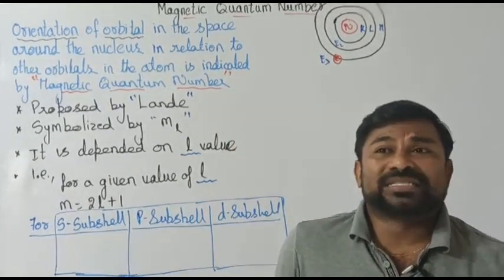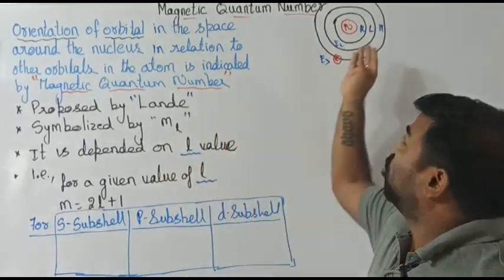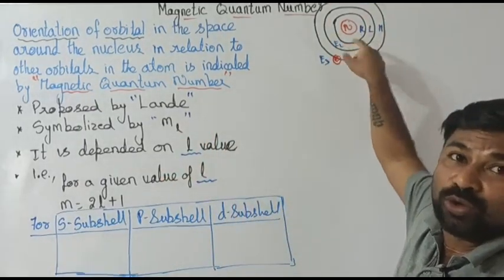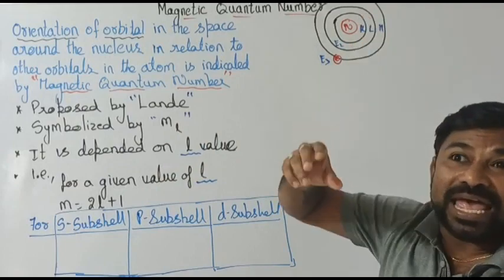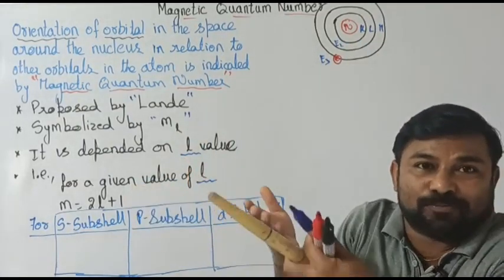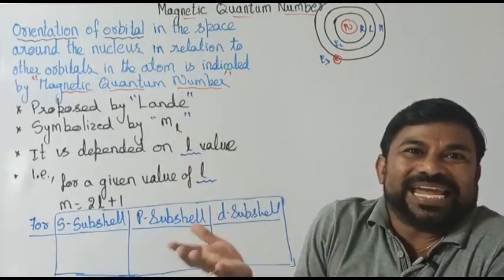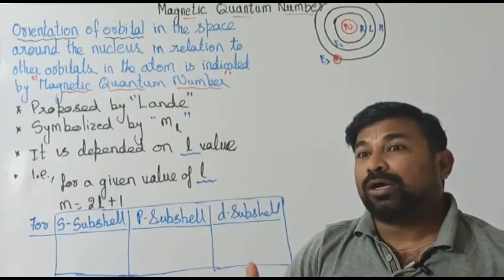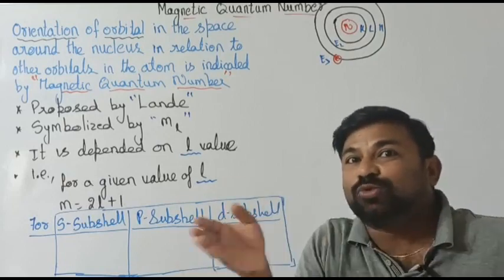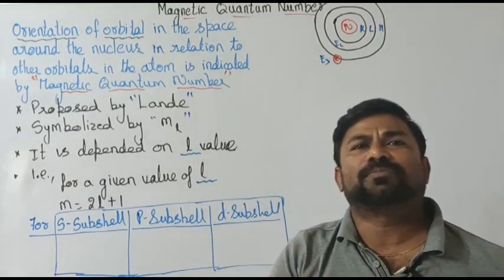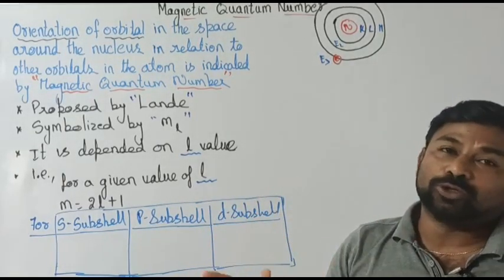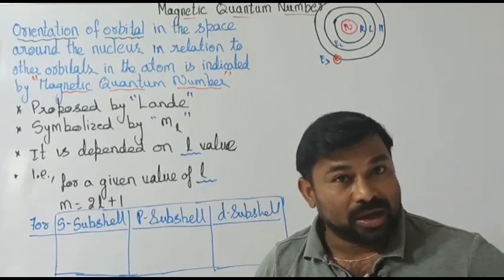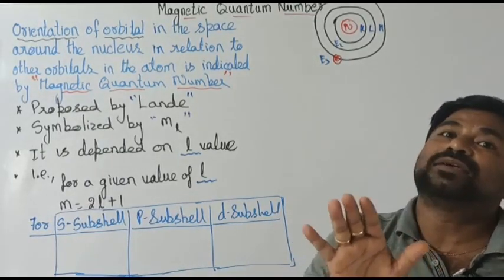A quantum number tells about the electron around the nucleus in an atom: where the electron is, what its position is, in which state it is, in which direction it is moving, towards which axis it is oriented. All this is described by quantum numbers proposed by Erwin Schrödinger. Now we are talking about magnetic quantum number.